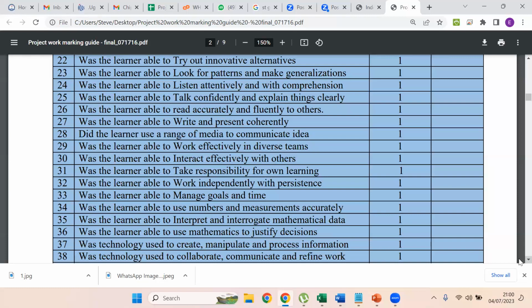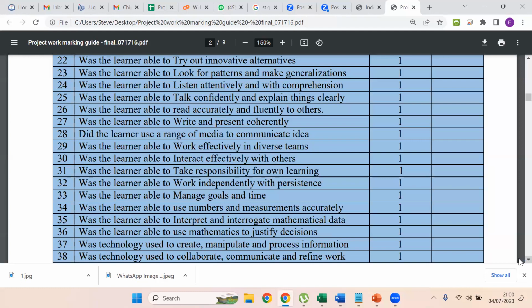When we look at work independently with persistence, in instances where you tell them, go and research, go and do this, go to the compound and look for this, and they go, you give them their marks. Interpret and interrogate mathematical data, measurements accurately. These things come down to the final product, because you cannot present to me a final product with measurements that don't make sense. Yes, it makes sense to the eyes, but theoretically it does not.